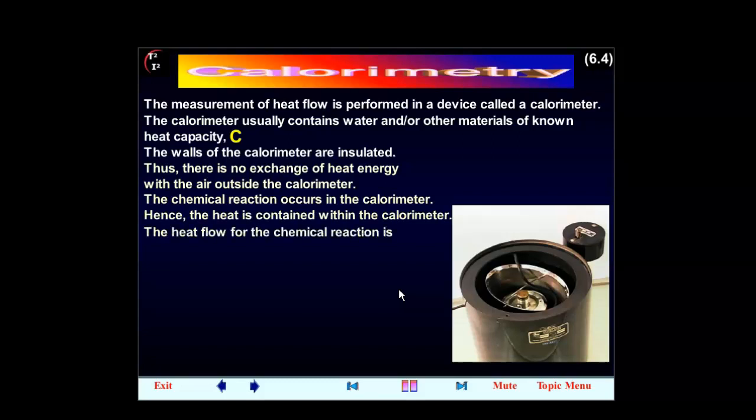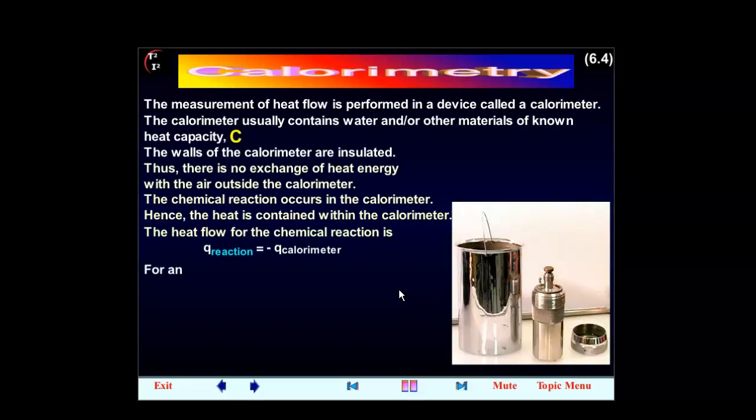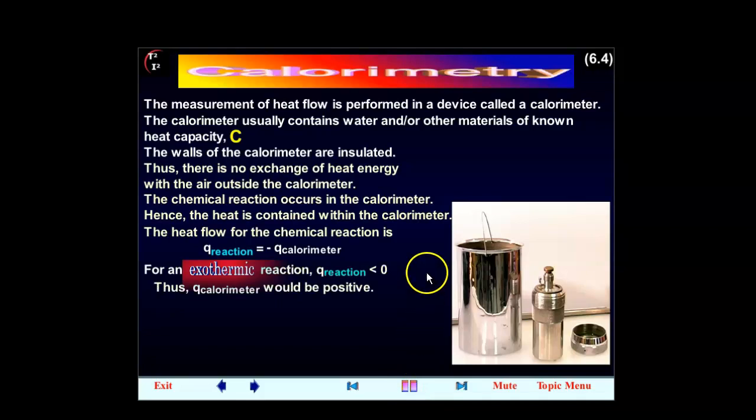The heat flow for the chemical reaction is Q reaction equals negative Q calorimeter. For an exothermic reaction, Q reaction is less than 0. Thus, Q calorimeter would be positive. All right, in this case, this is like a computer, garbage in, garbage out. Whatever you put into the system gives it back to you after processing.